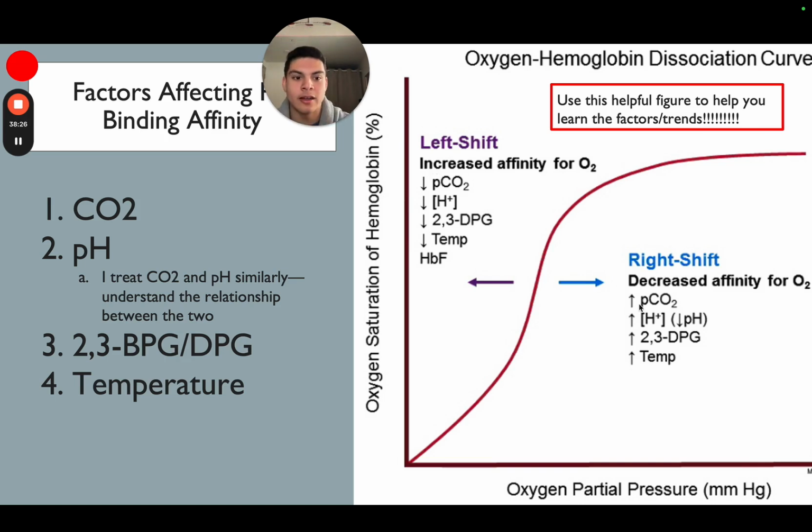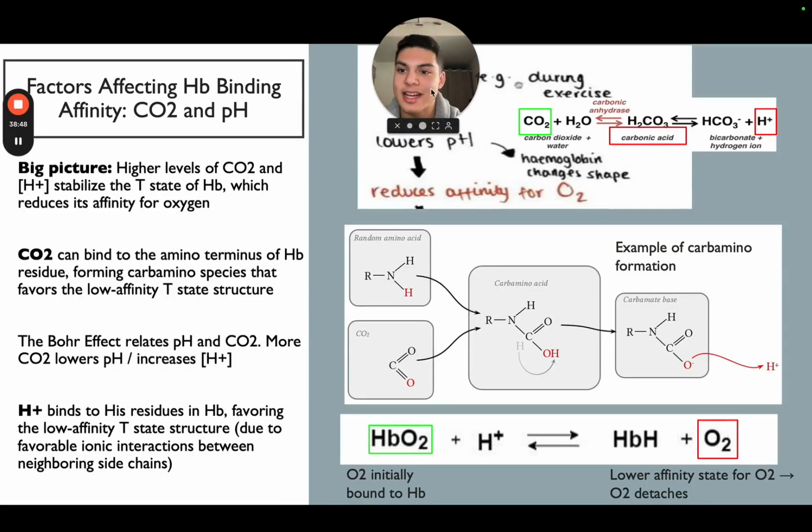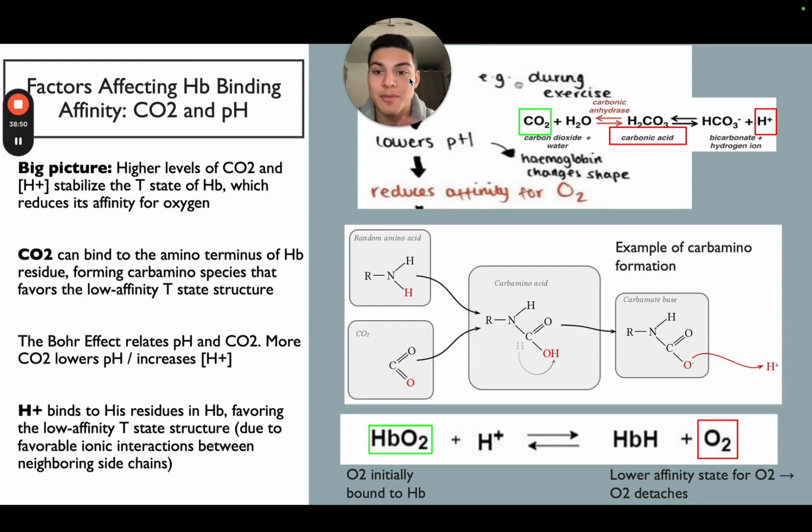And likewise, on the other hand, we have the right shift, which means that there's a decreased affinity and its corresponding manipulations to the 4 factors. And again, use this helpful figure to help you learn the factors and trends. It's going to ground you in understanding why increasing the pressure of carbon dioxide leads to a decreased affinity for oxygen. So something to keep in mind as we go through this. Moving on to the next slide, we're going on to factors affecting hemoglobin binding affinity, CO2, and pH.